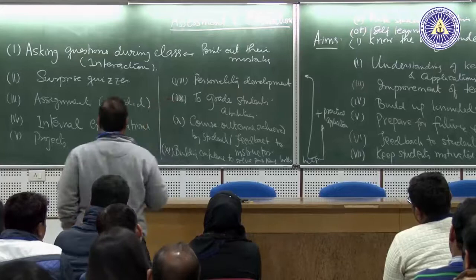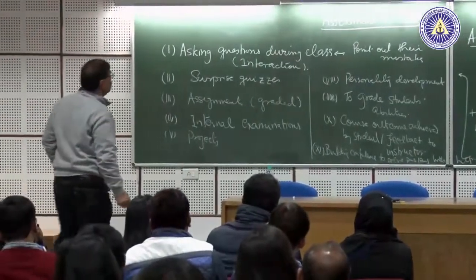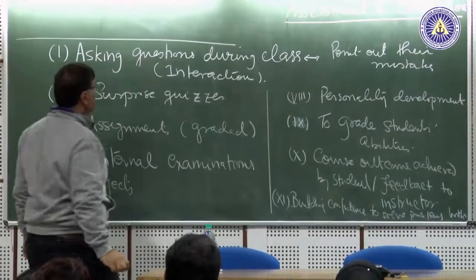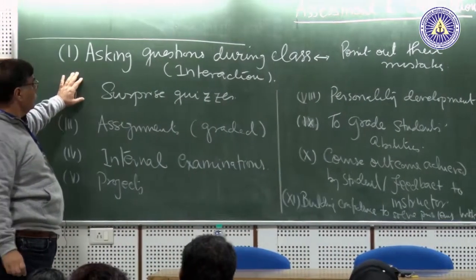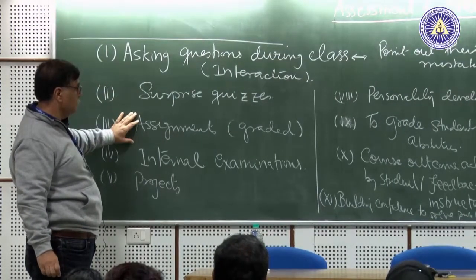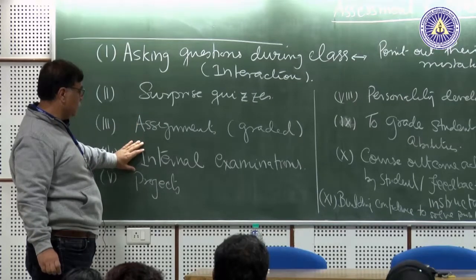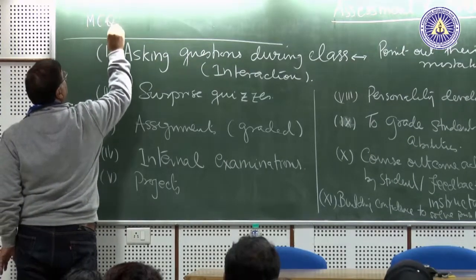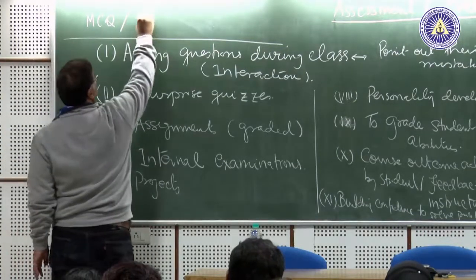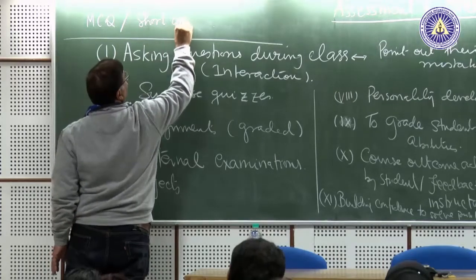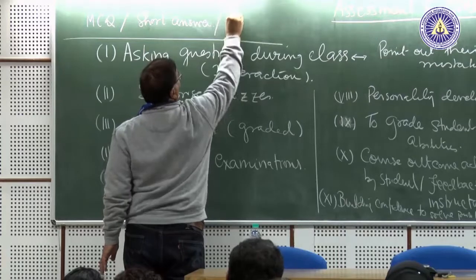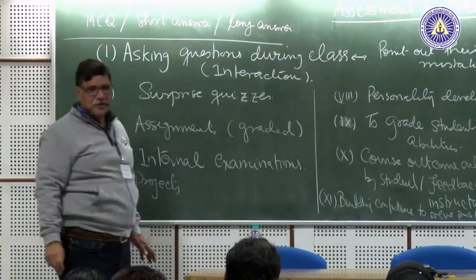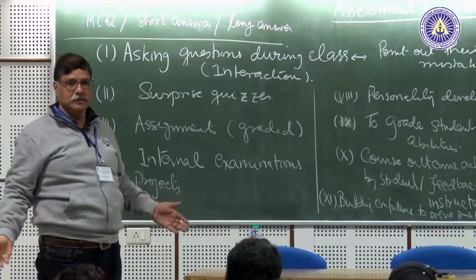Frame your questions accordingly. Now, I will also add, I am running out of board space, that we have many tools to achieve it. You said asking questions during the class, we have surprise quizzes, we have assignments which can be graded, we have internal examinations. Now, in all this, I can also have MCQ type questions, multiple choice, short answer, and I have long answer. People call these subjective, but they are not really subjective. In science and engineering, there is nothing subjective. It is long answers, you ask for a derivation.